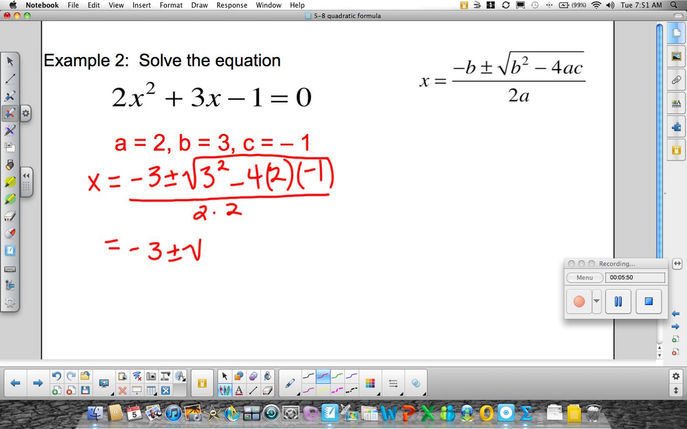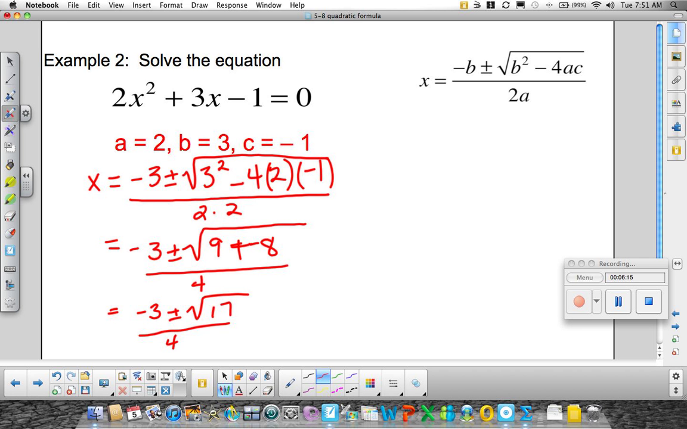So let's simplify it. That'll be -3 plus or minus the square root of 9 minus -8. 4 times 2 is 8, 8 times -1 is -8, and all of that is over 4. So again, simplifying a little bit more, we'll get x is equal to -3 plus or minus the square root of 9 plus 8, which is 17, all over 4.